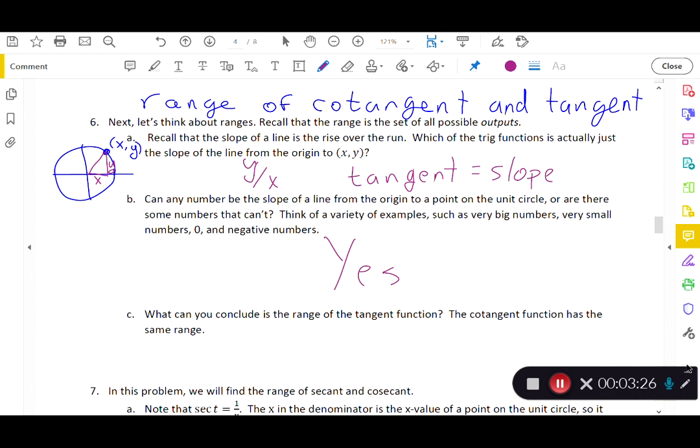So the answer is yes. Any number can be the slope of a line, which means that any number can be the tangent. So the tangent could be anything. The range of tangent is negative infinity to positive infinity. And that is the same as the range of cotangent.